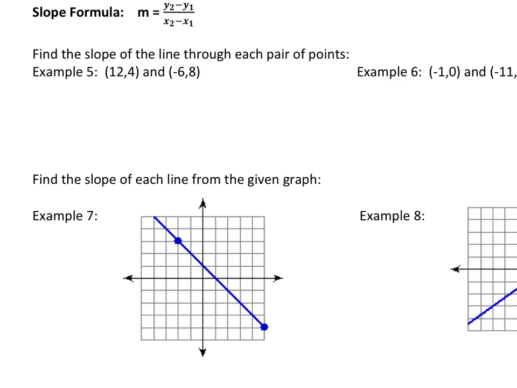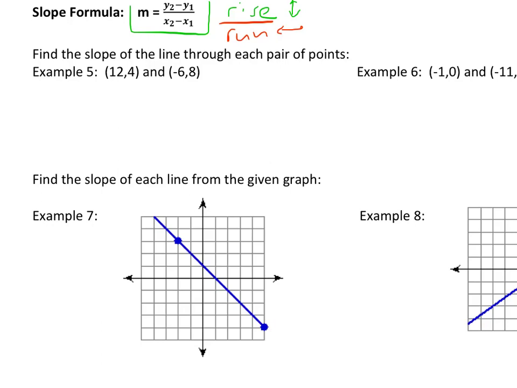Lesson 1.1, Part 2, looking at how to find slope given two coordinates. We have a formula that we can look at that is y2 minus y1 over x2 minus x1. In other words, it is difference in y's over the difference in x's, or rise over run. And rise goes up and down, and run refers to left and right.